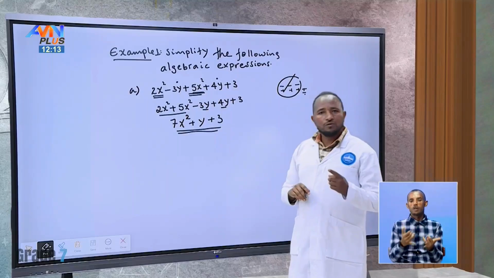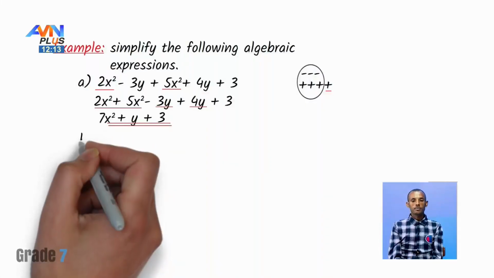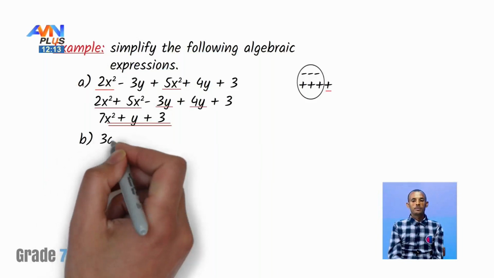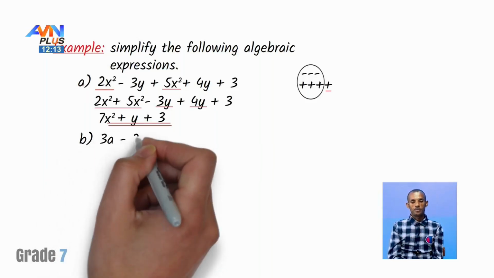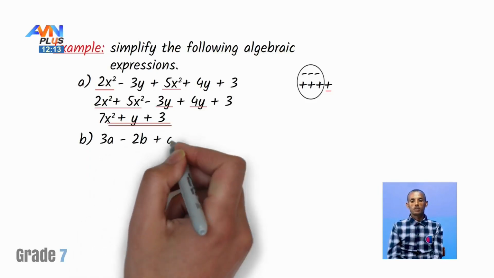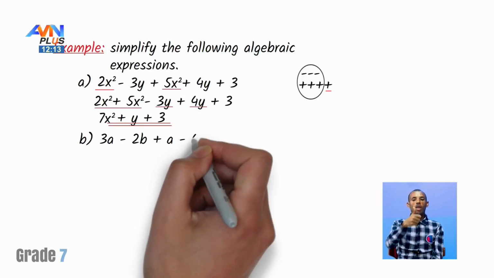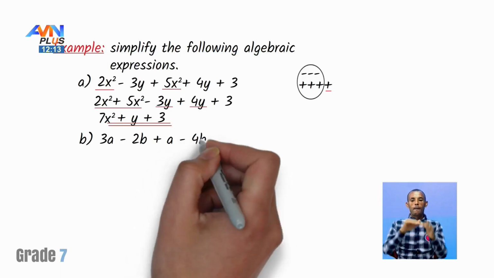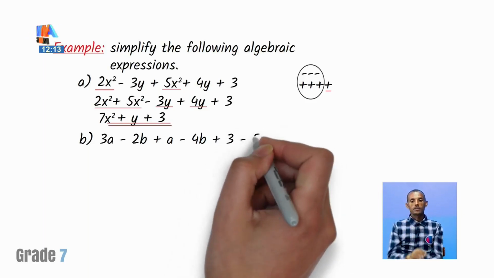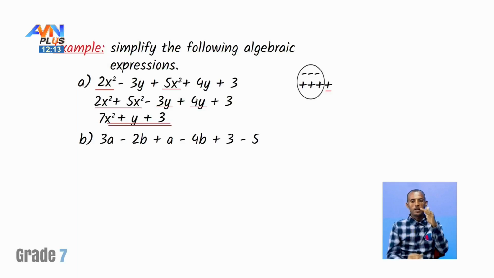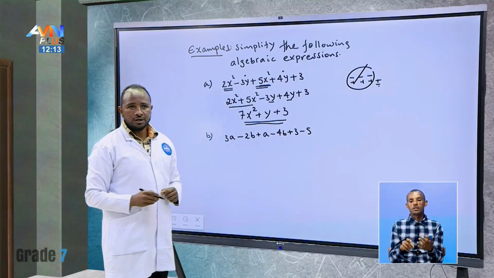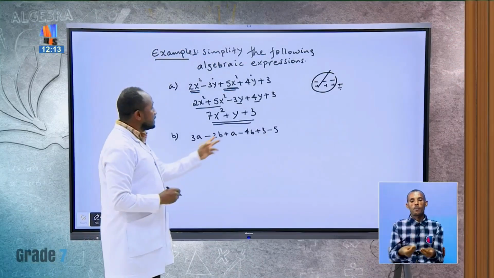Now, I will give you one question to try. B, try this one: 3a minus 2b plus a minus 4b plus 3 minus 5. Please, students, try to simplify this expression. I will give you 20 seconds for this.